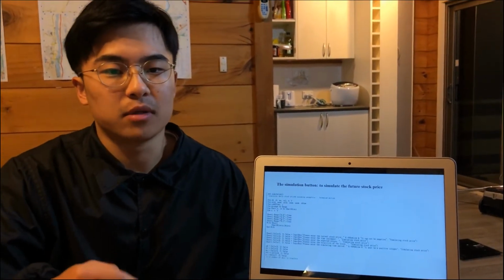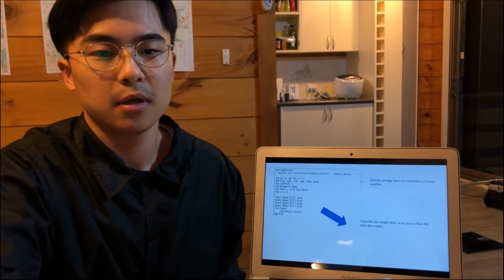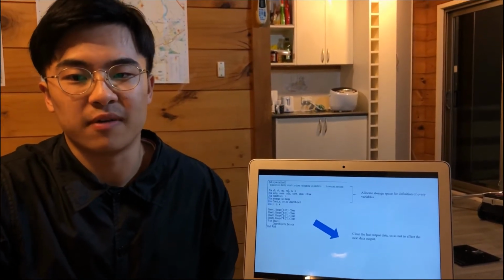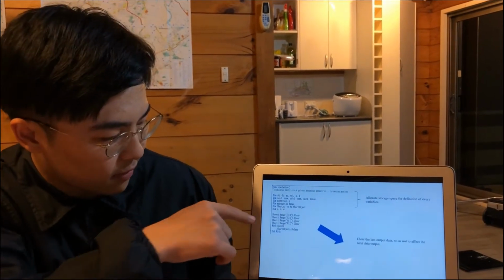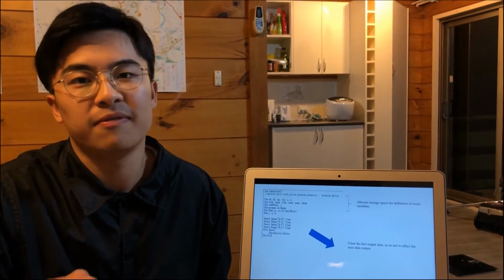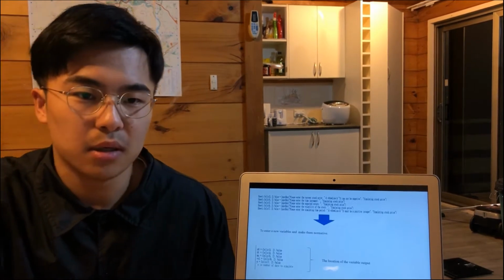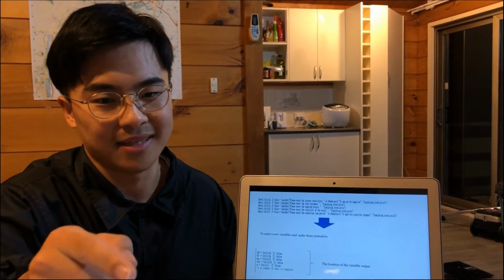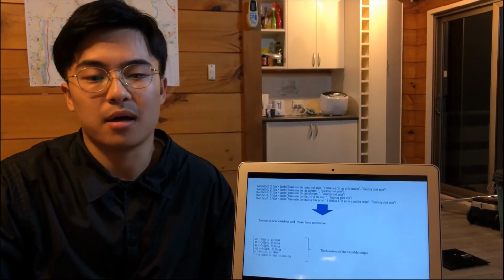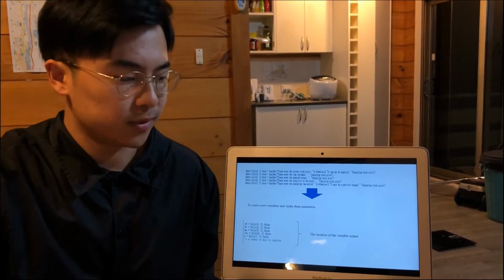And it's the first part of the code, the preparation of the simulation button. On the next page, the function of the first part is to allocate storage space for the definition of the X variable. The second one is to clear the last output data so as not to affect the next data output. On the next page, the function of this part is to enter new variables and make them normative. And the last part, its function is the location of the variable output.